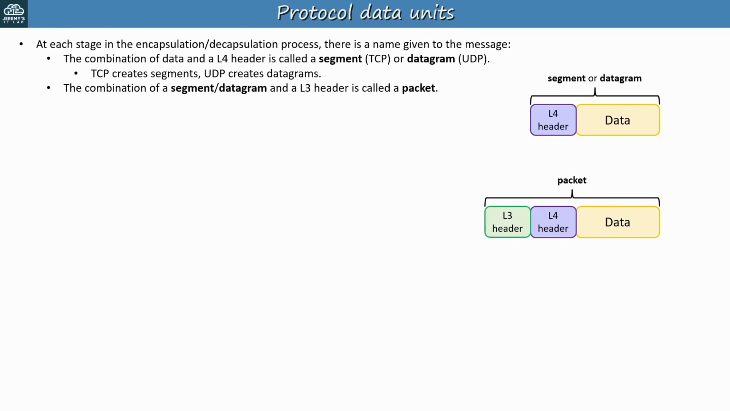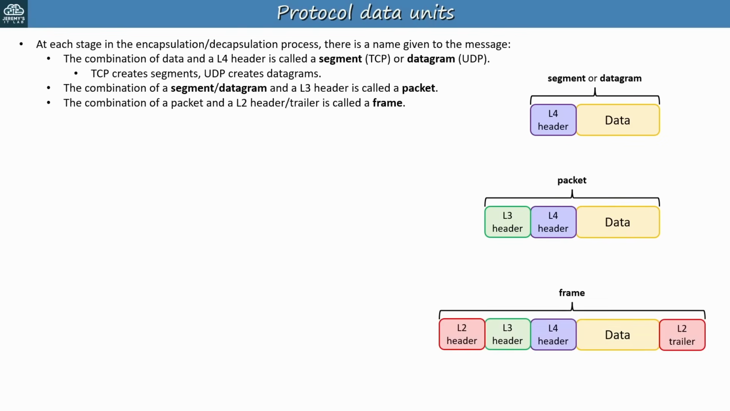The combination of a segment or datagram and a layer 3 header is called a packet. Packet is the most common term we use when talking about messages being sent over a network, but strictly speaking, it refers to the message at this stage in the process. Finally, the combination of a packet and a layer 2 header and trailer is called a frame. This is what is actually sent over the wire. You'll never see a packet, segment, or datagram traveling over the wire itself.